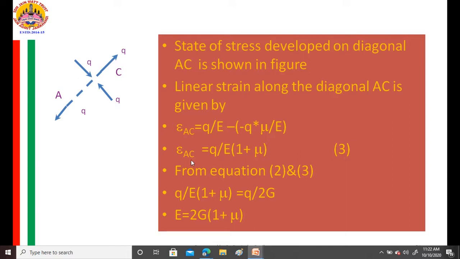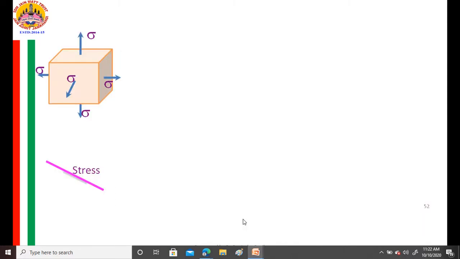You are having the two expressions for epsilon AC. Equate both the expressions, you will get Q by E into 1 plus mu is equal to Q by 2Z. Therefore, E is equal to 2Z into 1 plus mu. This is the relationship between the Young's modulus and the shear modulus.